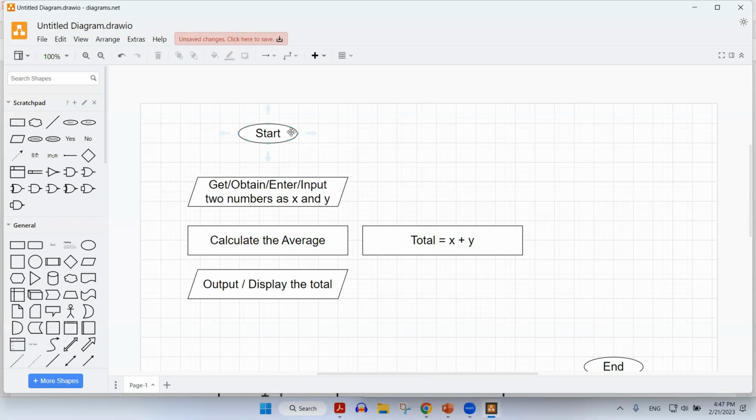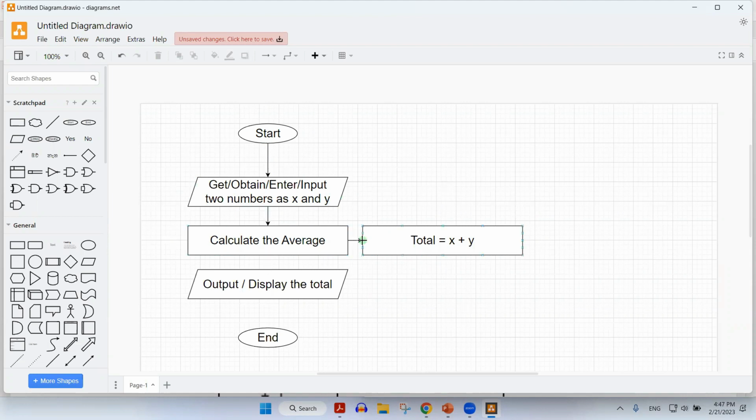Okay, so we use the oval shape to do the start and the end. We use the parallelogram shape to indicate the input and output. We use the rectangles to indicate a process. And to represent the flow, we use these arrows, which show how our flow is going to happen.